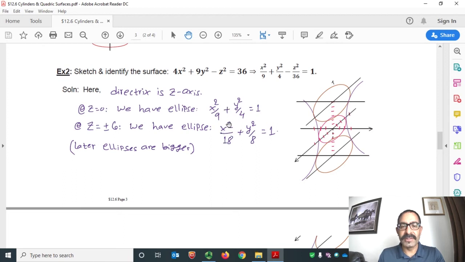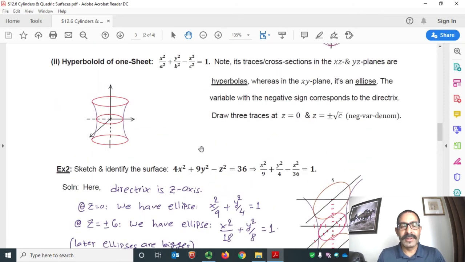So here the x-intercept is radical 18, which means 4 point something, and radical 8 means almost 3. So then we construct an ellipse here, and then in the other planes, the xz plane and yz plane, it's a hyperbola, so it's joined this way. Then this gives us a nice shape, the hyperboloid of one sheet. Great.